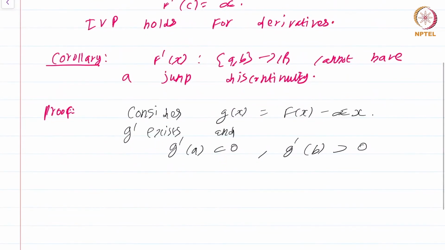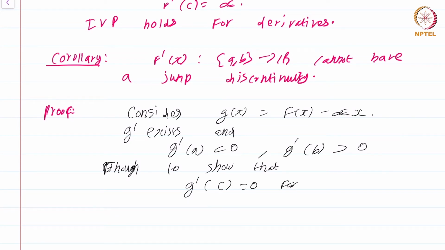So it's enough to show that g prime of some c is 0 for some c in (a,b).